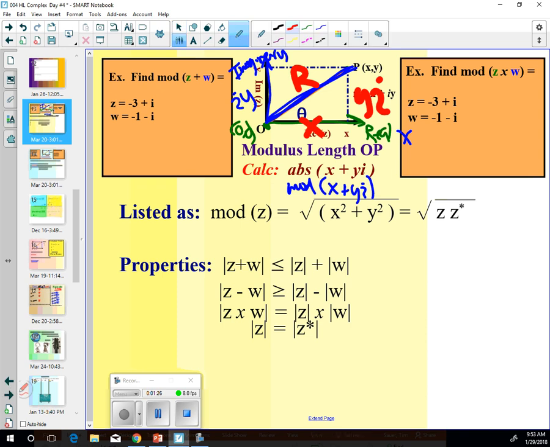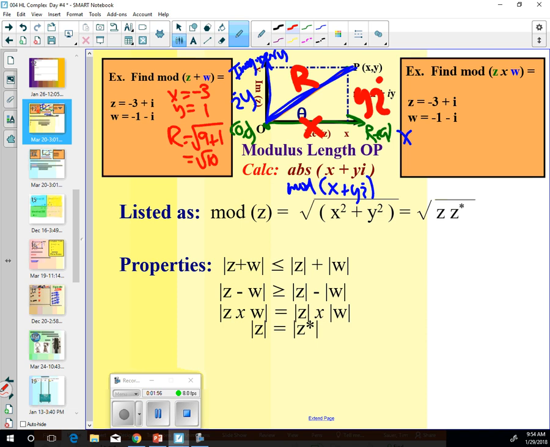So for this one here, z is equal to -3 plus i. We know that x is equal to -3. What's y? Just 1. Don't put an i in there. It's y times i, so it's just 1. So r is just going to be the square root of 9 plus 1, or the square root of 10. That's all it is.